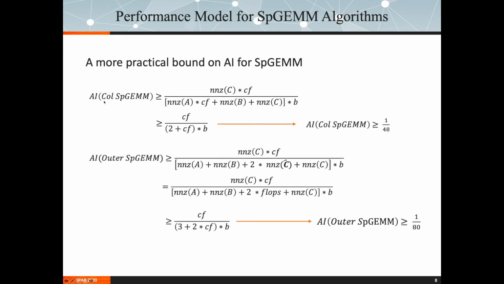Let's recall the column-by-column SpGEMM. During the multiplication, we only access matrix B once, but we access matrix A multiple times, so we put a CF here. AI of column-by-column SpGEMM should be greater than or equal to CF over 2 plus 2CF. Similarly, we generate an extended matrix C hat, and we access it twice. So AI of outer SpGEMM should be greater than or equal to CF over 3 plus 2 times CF.